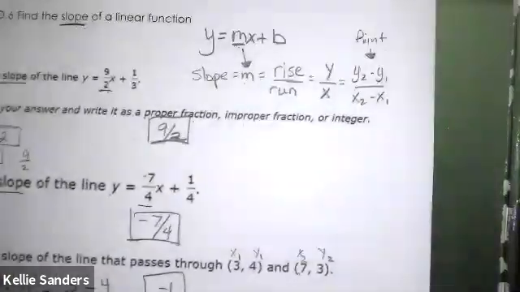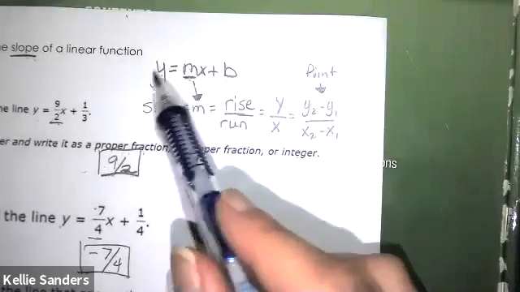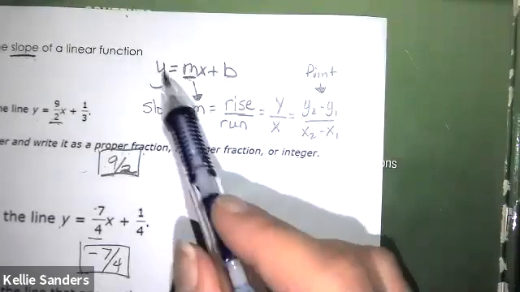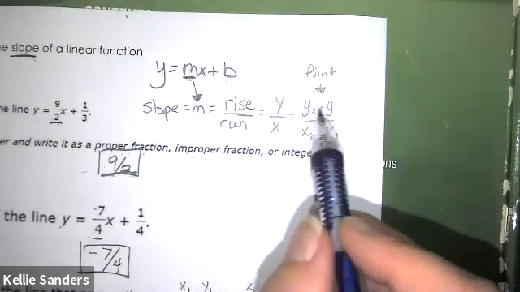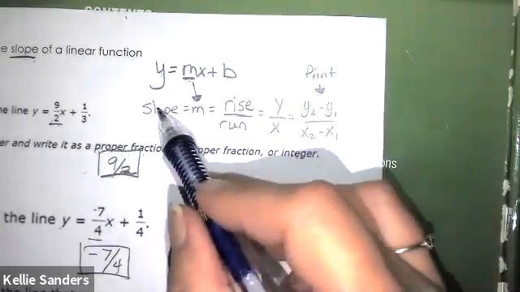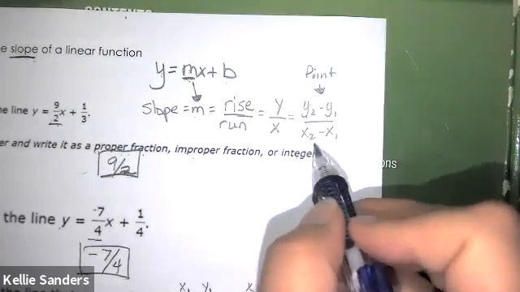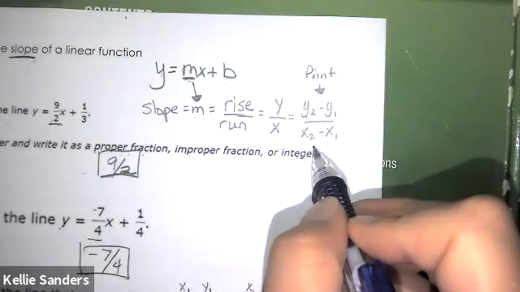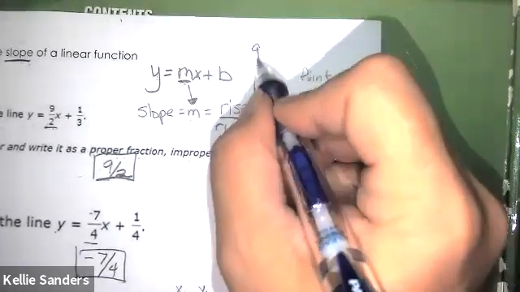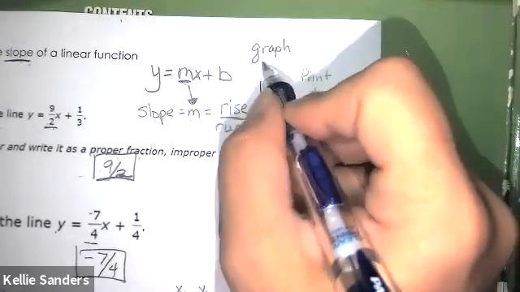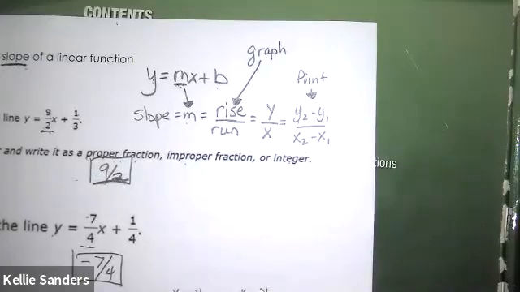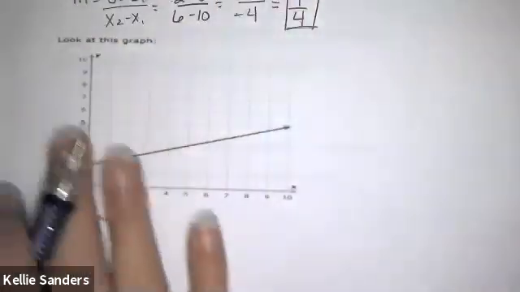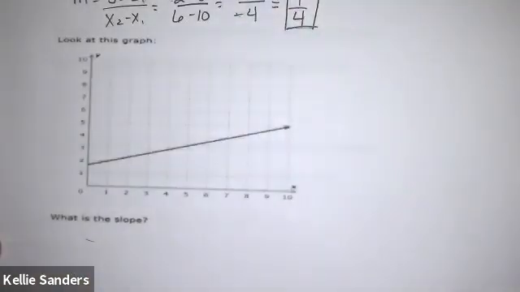Okay, so we've said if you get given an equation and y is already by itself, then the slope is the number that's in front of the x. If you're given 2 points and you want to know what the slope is, it's y2 minus y1 over x2 minus x1. If you are given a graph, then you're going to do rise over run. Find 2 points, any 2 points.